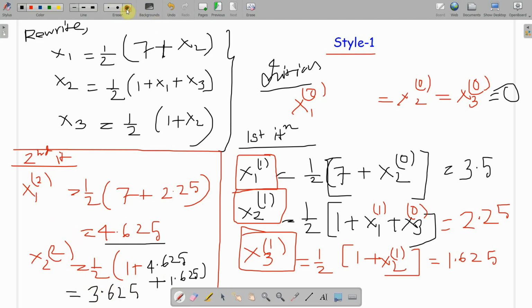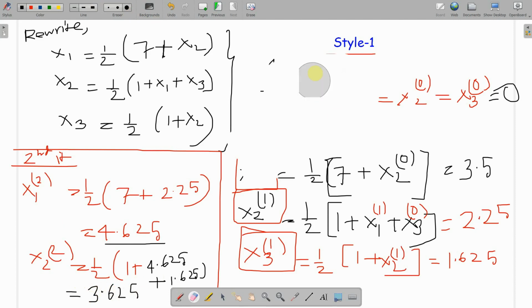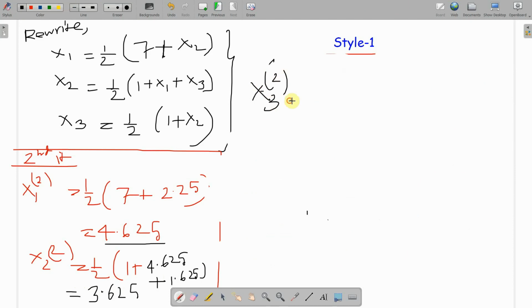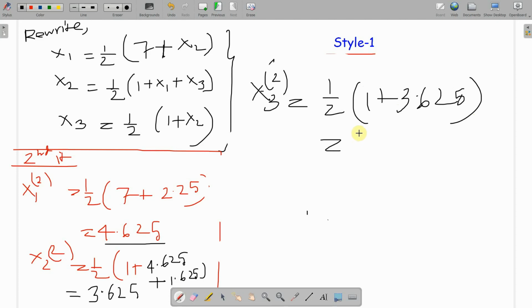Now for x3 in the second iteration, half of it, only the latest x2 value is required. Latest x2 value is 3.625. Okay, so it's coming around 2.3125.